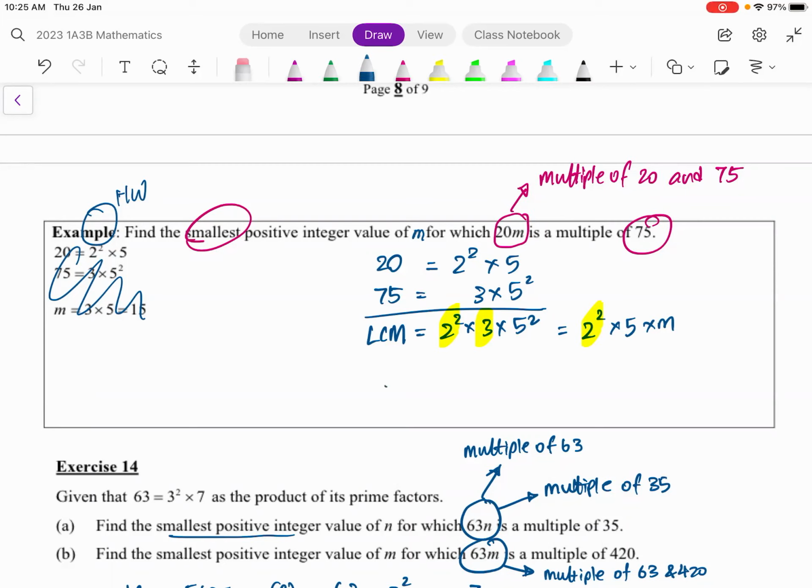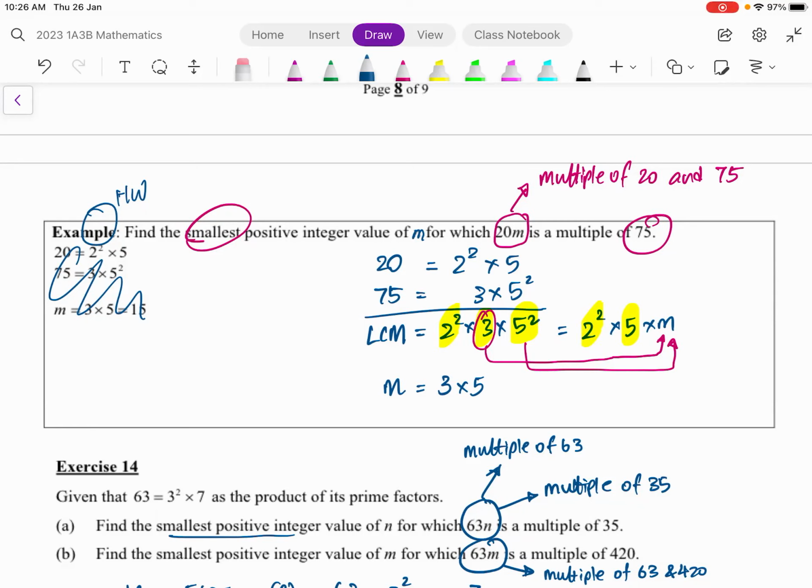So I can write down already, m is equal to 3. This 3 is found inside here. That is how they are equal. Now let's look at the next number, 5 squared, whereas my number 20 only has one 5. Where must the other 5 be found? Yeah, the other 5 is also found inside the m. So it is multiplied by 5, only one of it. So we summarize, in our mind, we think, okay, m is equal to 3 times 5.